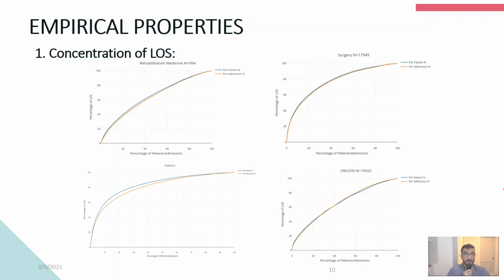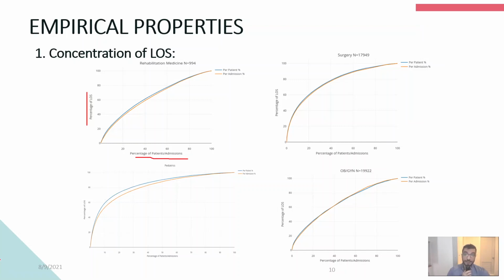Let's now look at some empirical properties of length of stay that we want a model to be able to reproduce. First, the heavier the tail of the distribution, the more length of stay tends to be concentrated among a minority of patients. Here I have reversed Lorenz curves showing the percentage of length of stay that is consumed by the top percentiles of admissions in orange and patients in blue. The difference between the two curves allows us to visualize the effect of readmissions and multiple admissions.